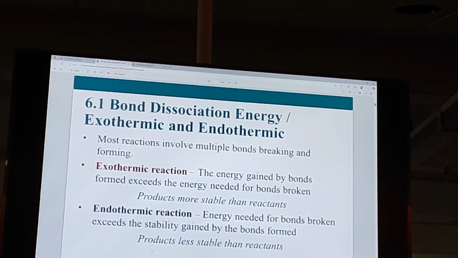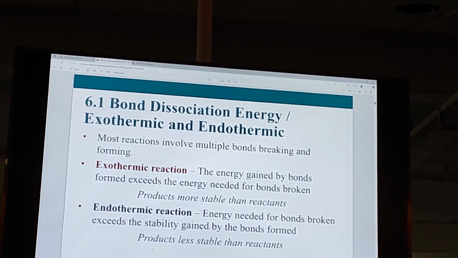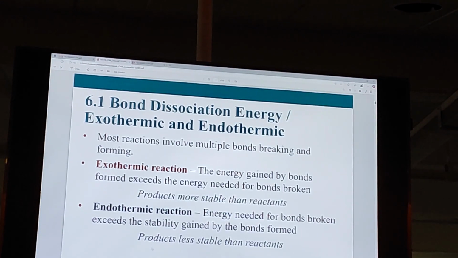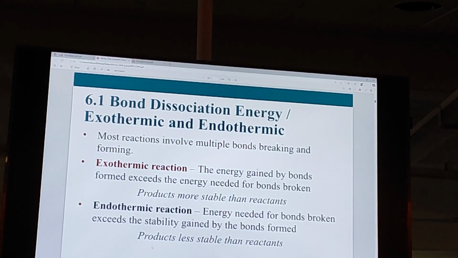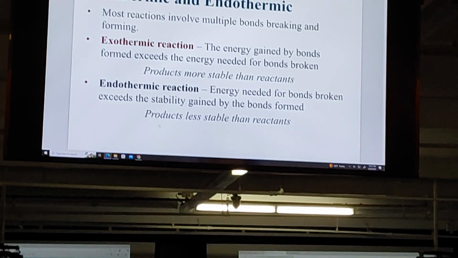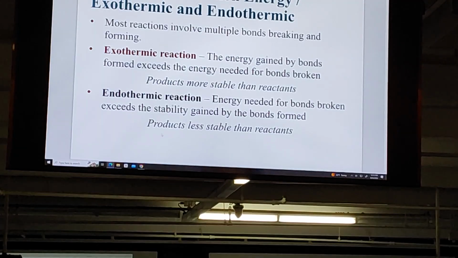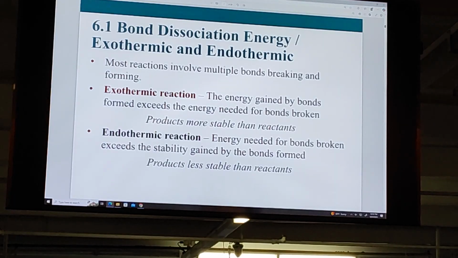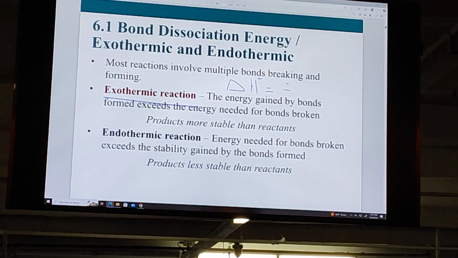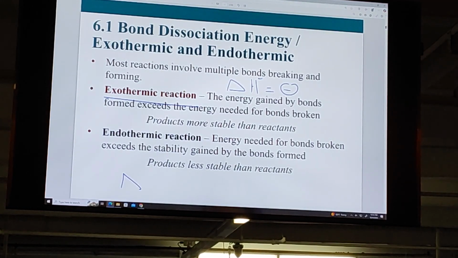And the way we measure whether a reaction is exothermic or endothermic: exothermic means the reactants have more energy than the products. Endothermic is the opposite. The way we measure it is we measure all the bonds broken and formed, and we add them up. If delta H is negative, the reaction is exothermic, right? When delta H is positive, the reaction is endothermic, right? And that means the products have higher energy.